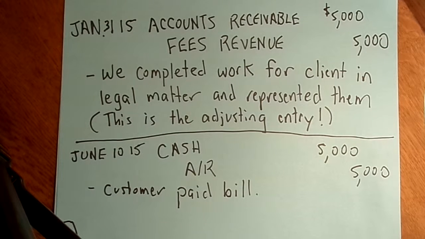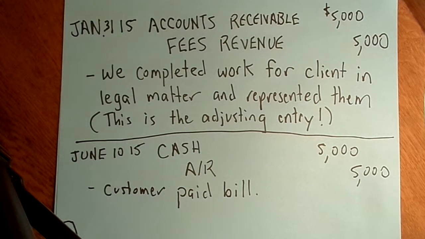it may have worked out that we completed work for a client in, let's say, a legal business. And we did the work, may not have even billed them, or we might have billed them. But we did the work, it's done, maybe represented them in court. So the debit to accounts receivable is $5,000, showing an asset going up $5,000. And we've credited fees revenue, the income, $5,000. This is the adjusting entry. If we did this by January 31st, we're going to show it at January 31st.